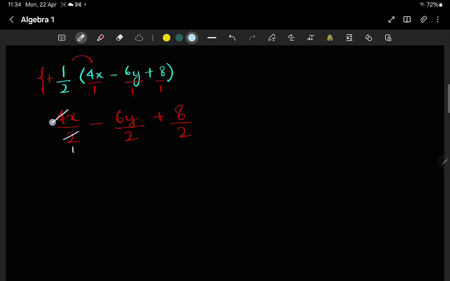2 times 1, 2 times 2 is 4, so we write 2x. 2 times 1, 2 times 3 is 6, so minus 3y, plus 2 times 1, 2 times 4 is 8, so it is 4. So here we have x, here y, and a simple constant. This is the answer.